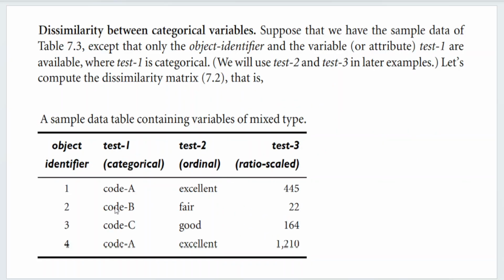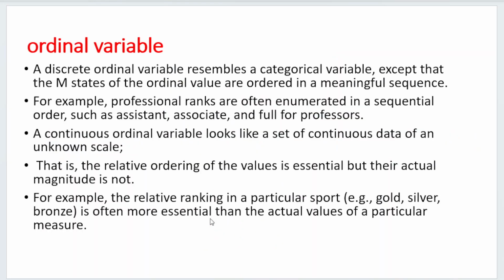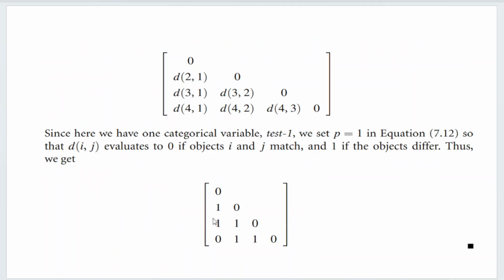What is that 2 comma 1? This is my 2 value and this is my 1 value. Can you say that code A and code B are similar here? Definitely no. So if both are different, I will keep the value as 1. In the same way, I have to check for the d of 3 comma 1. Where is my 3 comma 1 value here? 3 and 1. Again these two are different, so I will keep the value as 1.